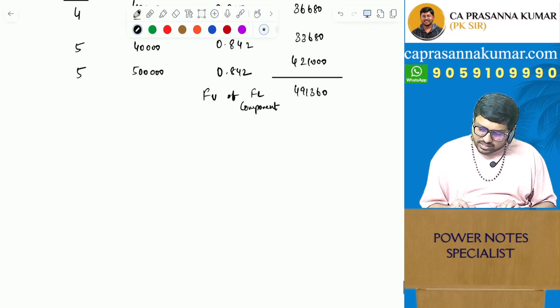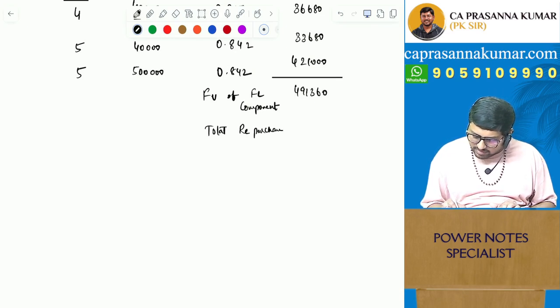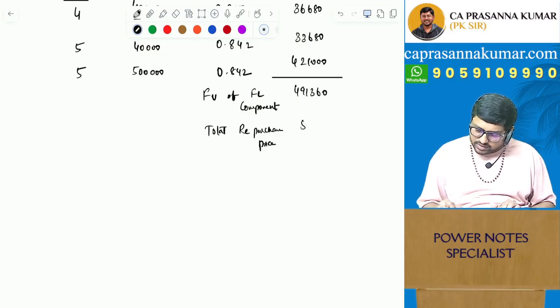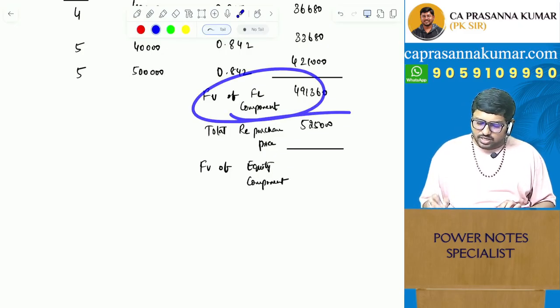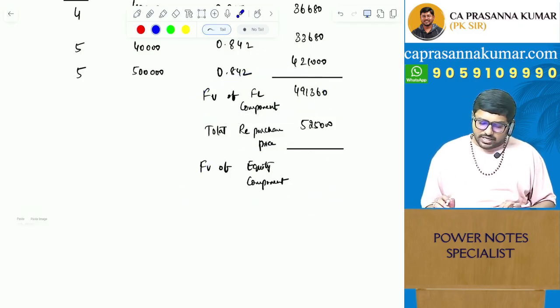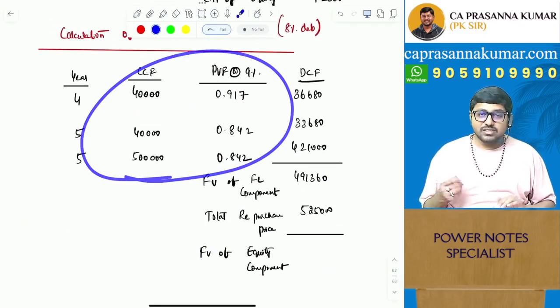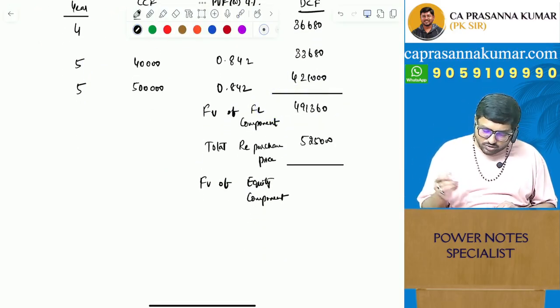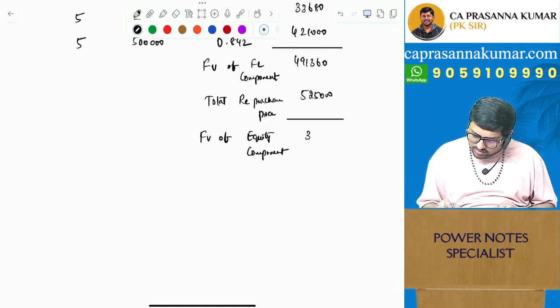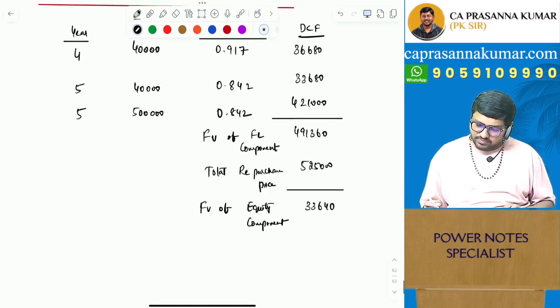Now what is the total price of it? Total repurchase price or buyback price, 5,25,000. Then the balance will automatically go to equity, the fair value of equity component. My total price is 5,25,000. I need to split it between the financial liability component as well as the equity component. So I take the future cash flows of the financial liability as of today, and discount it at today's market rate. Then I'll find the value of the financial liability. Automatically, the balance value goes to equity. So what is the balance value? 33,640. That's it.